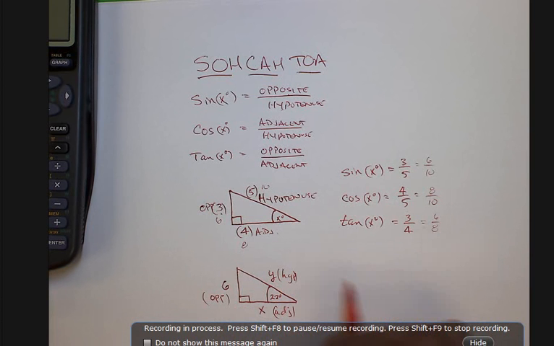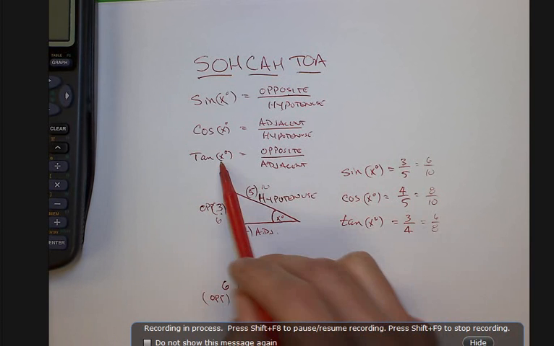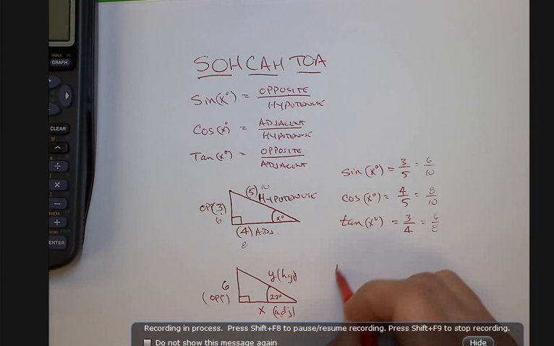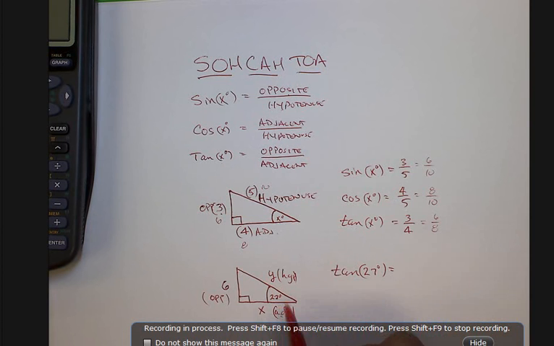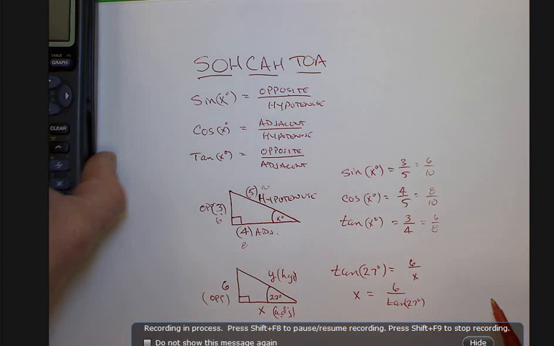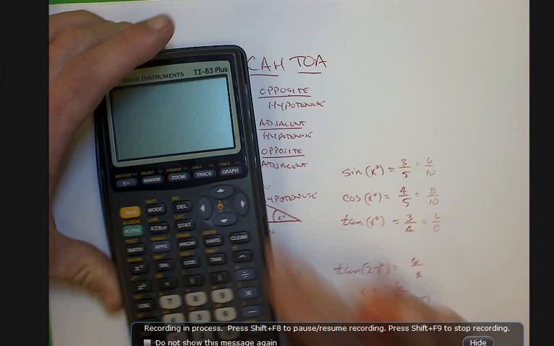And so if I wanted to find the adjacent leg, I would say, well, what has opposite and adjacent in it? I look up here and say, oh, tangent. So I know now that the tangent of 27 degrees is equal to opposite 6 over adjacent x. Well, how would I solve that equation? I would want x to be by itself, so I'd multiply both sides by x and then divide both sides by the tangent of 27 degrees. And now we'll get our calculator out and we'll show you how that works.